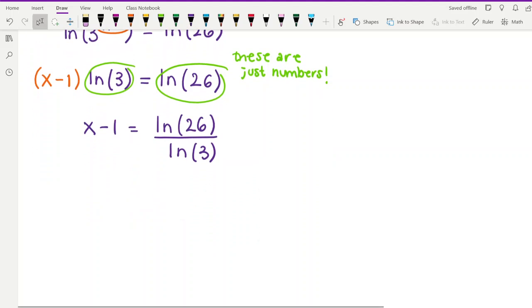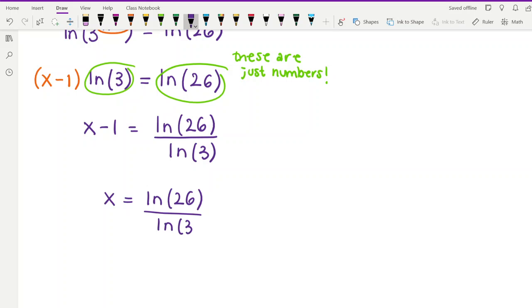So our goal again is to solve for x. So we want to isolate x, so we can do that by adding 1 to both sides. And so that would give us ln of 26 over ln of 3 plus 1. And you might look at that and think it doesn't look like it's done, like it doesn't look like an answer. It looks like there's still something to solve, but this is your answer. This is in exact form.